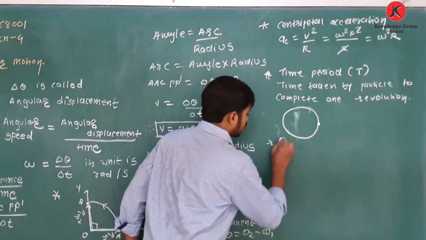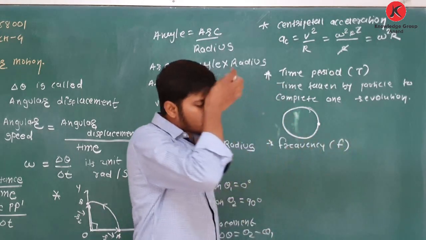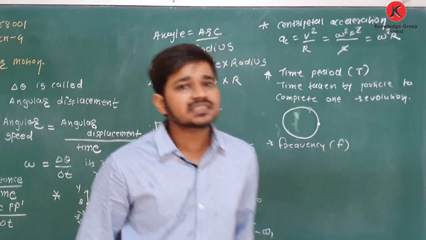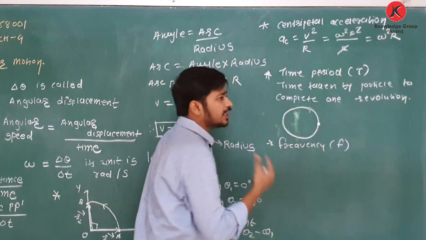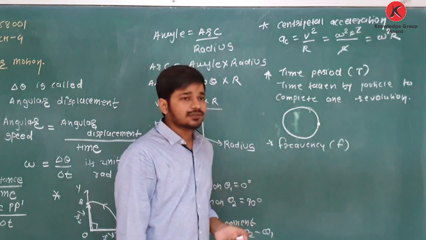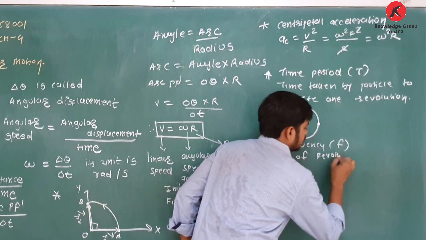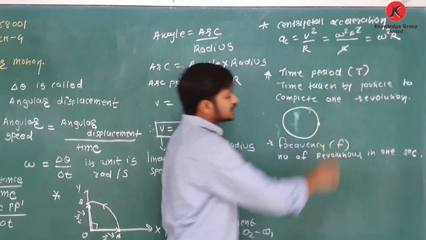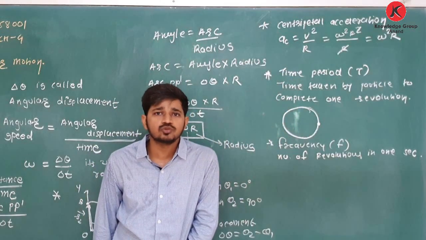Second is frequency, denoted by small f. What is the meaning of frequency? Frequency means the number of revolutions in 1 second. If I measure time, 1, 2, 3, 4, 5, 6, 7, and it performs 7 revolutions in 1 second, then its frequency is 7. So frequency is the number of revolutions in 1 second. You have to remember these two quantities.